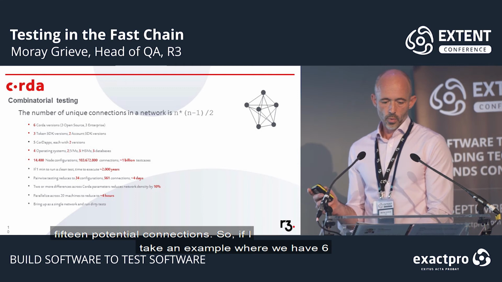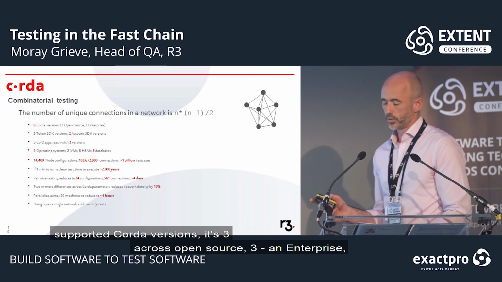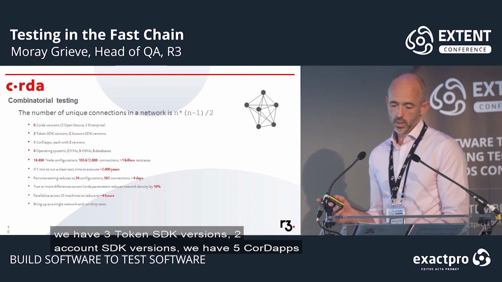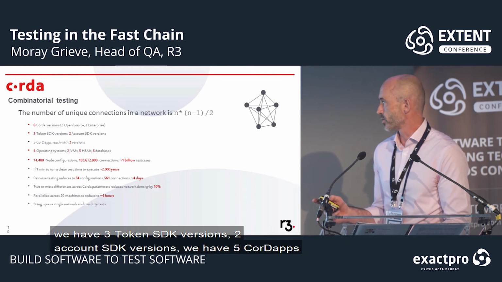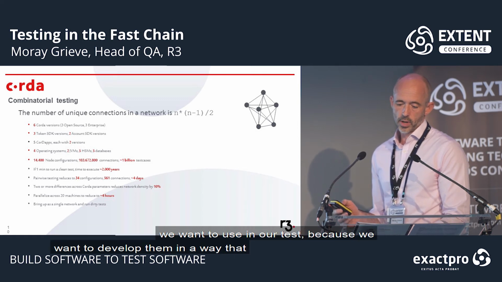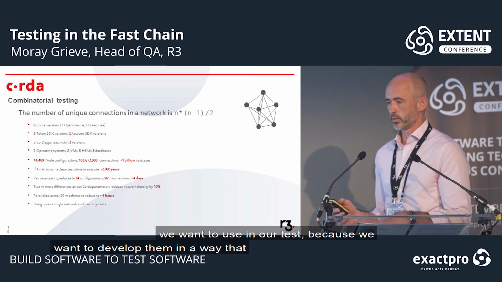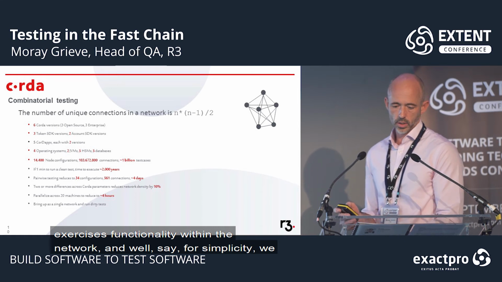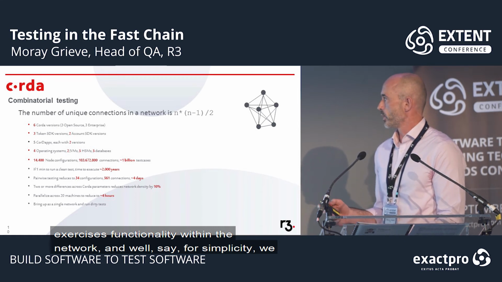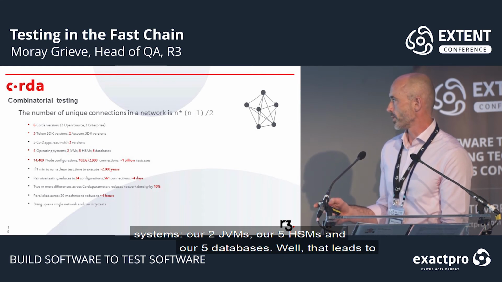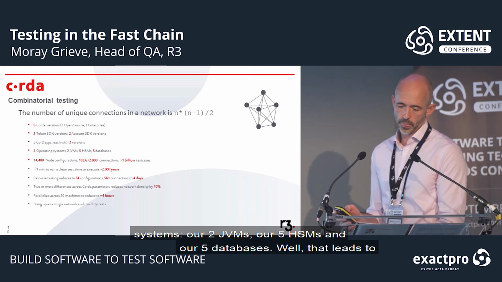So if I take an example where we have 6 supported Corda versions, 3 across open source, 3 in enterprise, we have 3 token SDK versions, 2 account SDK versions. We have 5 Corda apps we want to use in our test because we want to develop them in a way that exercises functionality within the network. And we'll say, for simplicity, we just have 2 versions across those. And then we've got our 4 operating systems, our 2 JVMs, our 5 HSMs, and our 5 databases.